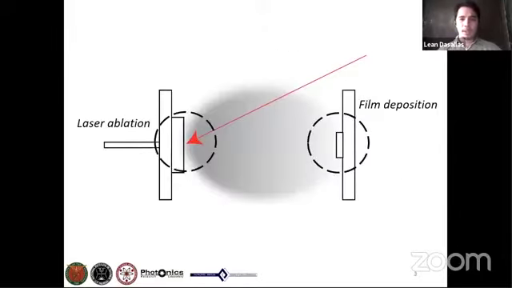Now, the work that we have been doing in our group is represented by these two simple parts. First, we have the laser ablation, and the second part is focusing on the film deposition. Although these two processes look very simple, they are in fact rich in many, I would say, exciting physics when it comes to light-matter interaction.